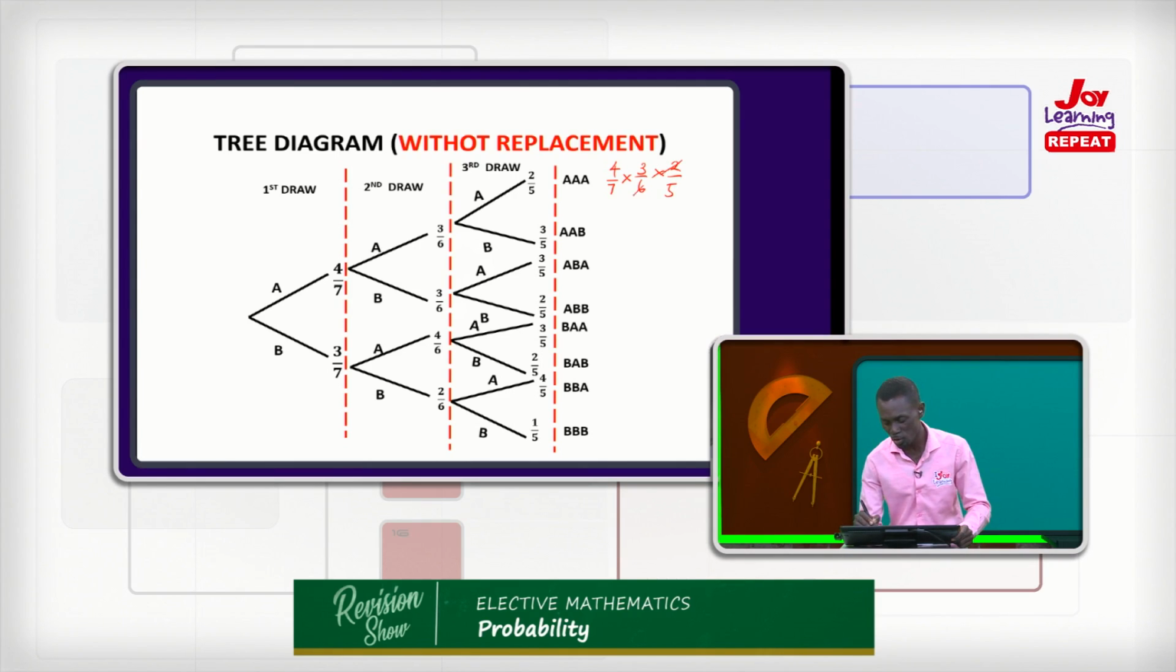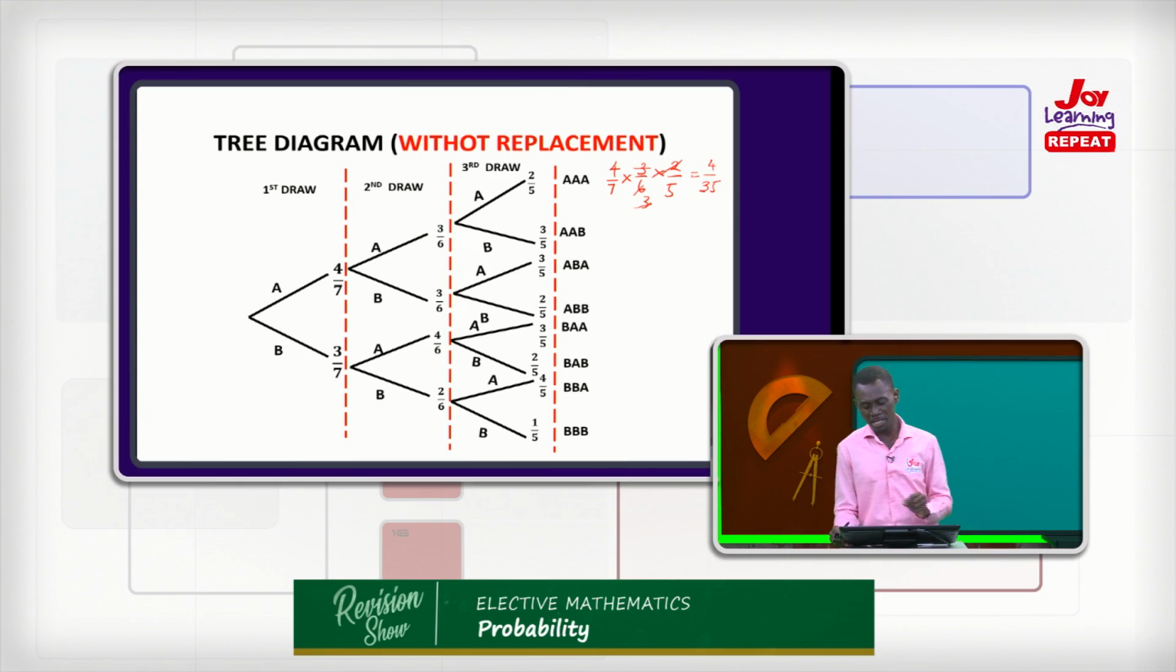And you could do your quick calculations here. And for this particular instance, your answer will be 4 on 35. So that will be the probability of picking 3 ripe oranges without replacement.